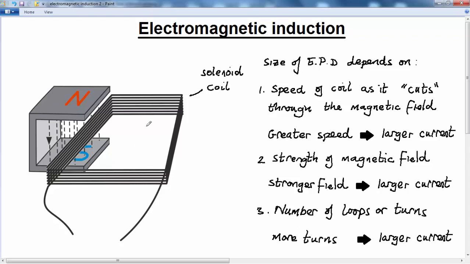Okay, so in the next lesson we're going to have a look at a practical adaptation of this setup to produce a useful AC generator.